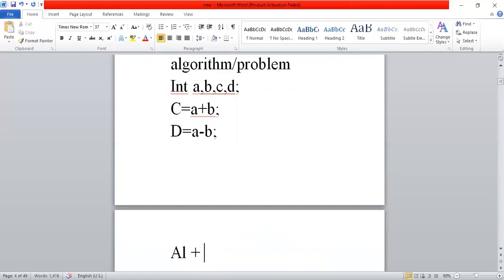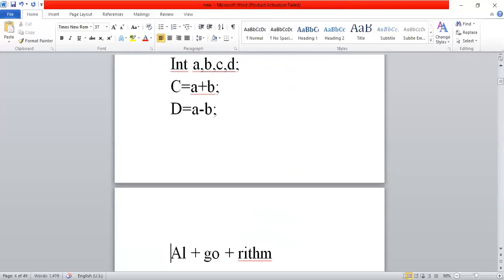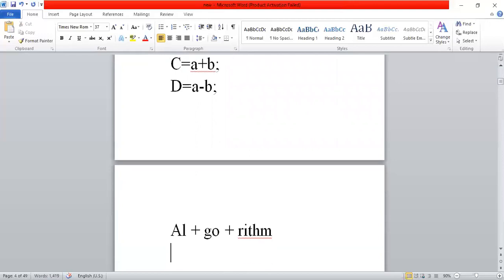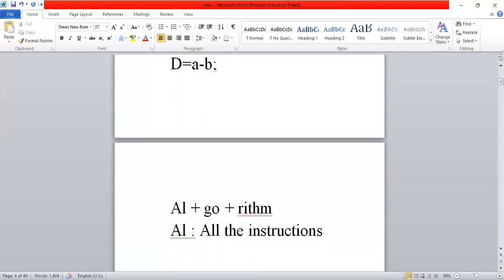My intention is just dividing the word algorithm into different subwords: algo plus rhythm. Like that, I divided the word algorithm into parts. So you need not memorize the algorithm definition by heart. Just remember what is all, what is go, what is rhythm, and you need not worry about the definition of an algorithm. Lifelong we can remember this. Just relate these words to the computer. What is all? All means all the instructions. What do you mean by go?